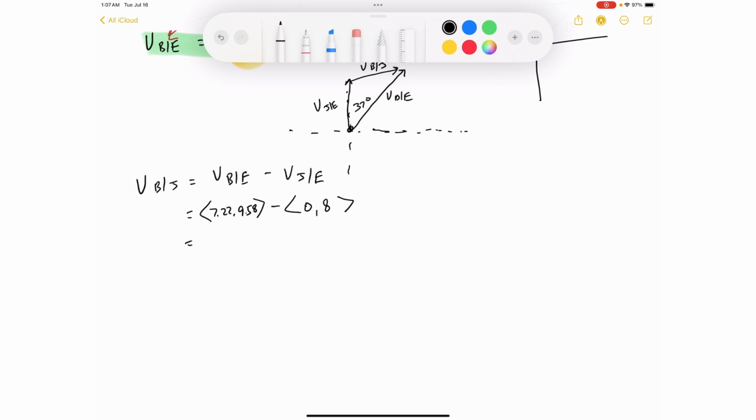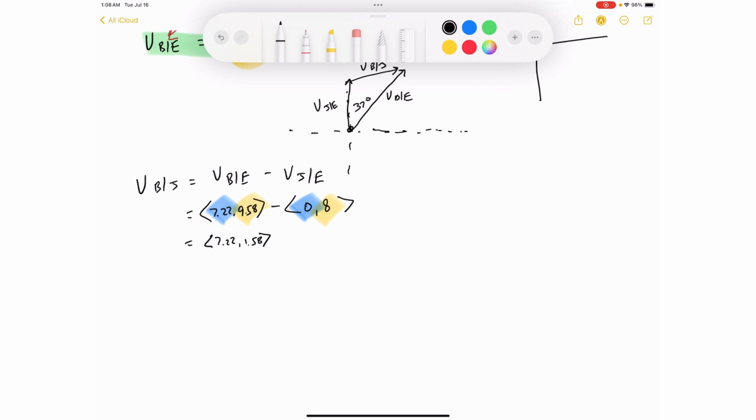And so now all I have to do is subtract these two vectors. I have to subtract this from this, and I have to subtract this from this, okay? And then I'll end up with a vector. So 7.22 minus 0 is 7.22, and 9.58 minus 8 is 1.58.